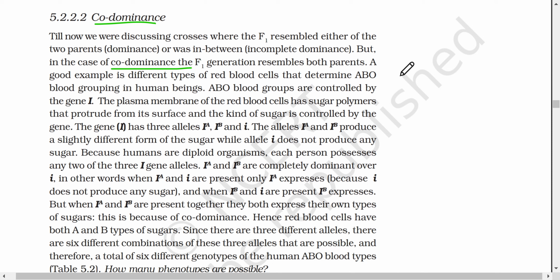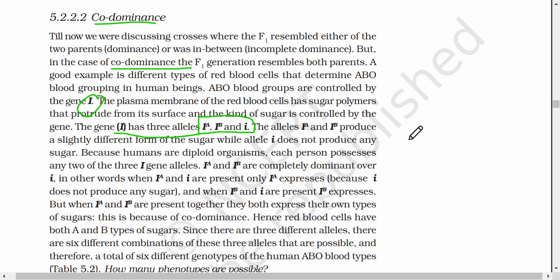A good example is different types of red blood cells that determine ABO blood grouping in human beings. ABO blood groups are controlled by the gene I. ये जीन है, इसके हमारे पास तीन अलील्स है, मल्टीपल अलीलिज्म. हाँ, the plasma membrane of the red blood cells has sugar polymers that protrude from its surface, and the kind of sugar is controlled by the gene. The gene I has three alleles, IA, IB, and small i. Small i को IO भी लिखते हैं.